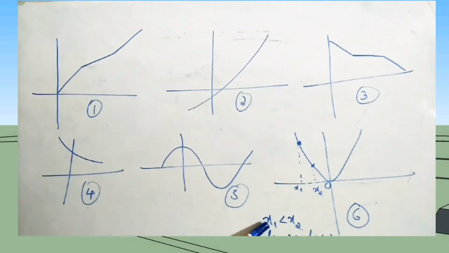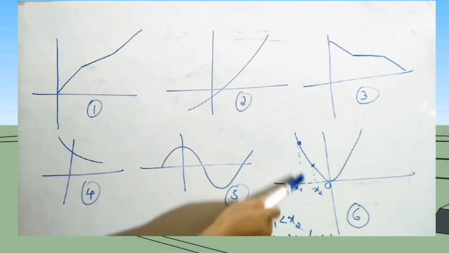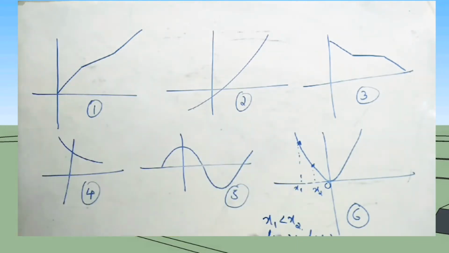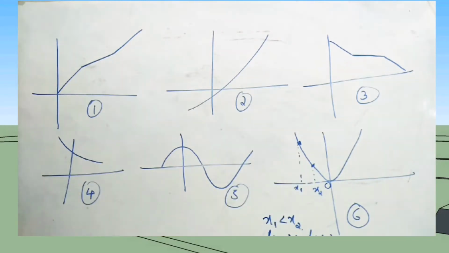x1 is less than x2, but the value corresponding to x1 on this graph is greater than the value corresponding to x2 on this graph. That is, f of x1 is greater than f of x2. Then what we will say is this function is decreasing.